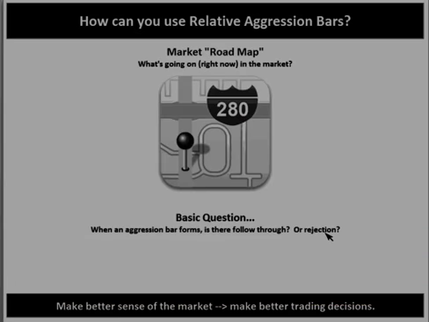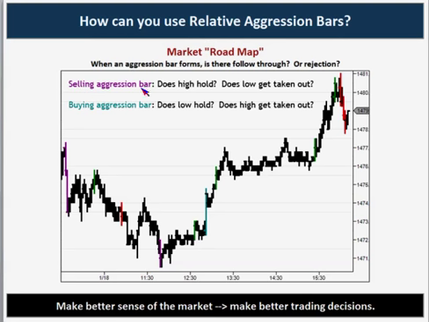Okay, so as an example, if you have a selling aggression bar, the first question that we're going to ask is, does the high hold? Okay, if it does, sellers are still in control. If the low gets taken out, even better. And conversely, with buying aggression bars, does the low of a buying aggression bar hold? And then can the high get taken out?